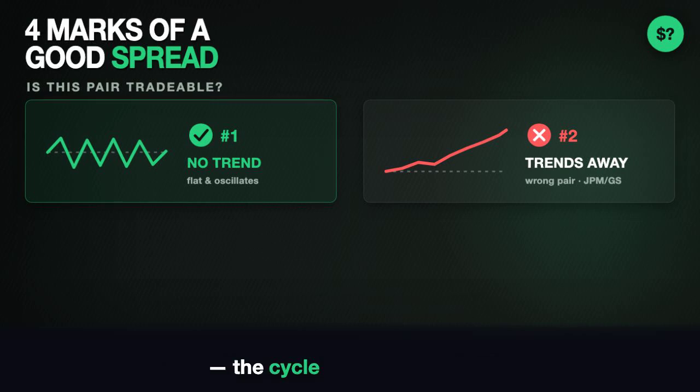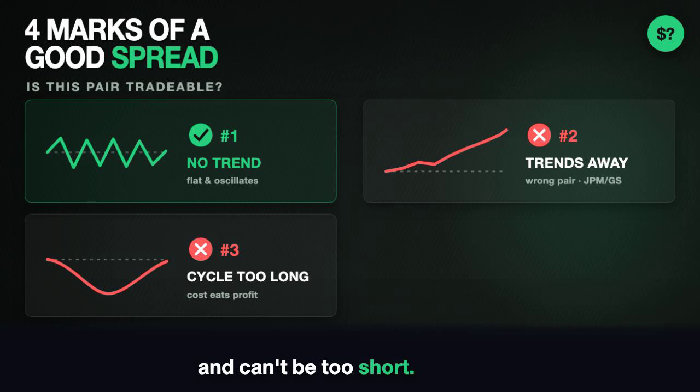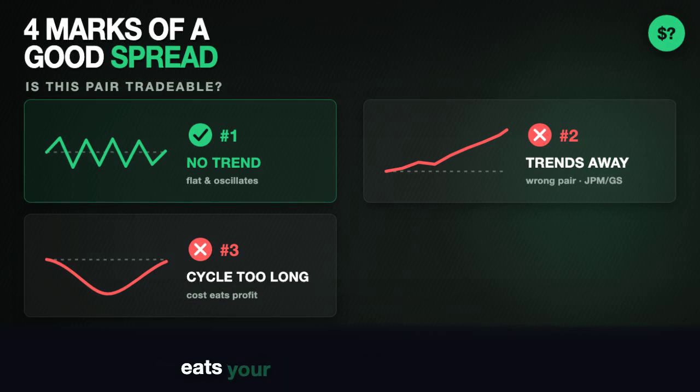3, the cycle can't be too long and can't be too short. Too long, say it takes a full year to close, and the cost of holding that short position piles up and eats your profit.